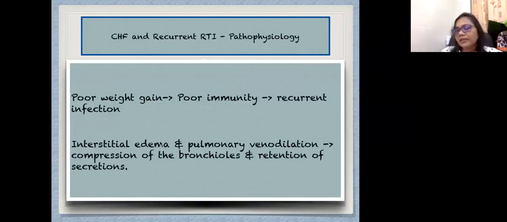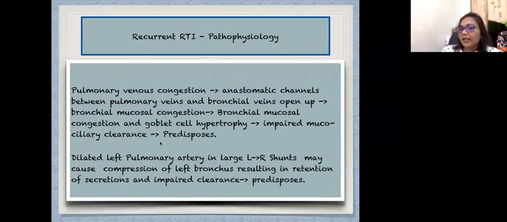We know the pathophysiology of recurrent respiratory infection. We already discussed that the poor weight gain leads to poor immunity and predisposes to infection. Other mechanisms are that the interstitial edema and the pulmonary venodilatation, which is part of the heart failure, cause compression of the bronchioles and retention of secretions. The pulmonary venous congestion can cause anastomotic channels between the pulmonary veins and the bronchial veins, which leads to bronchial mucosal congestion. So this can predispose to recurrent infections.